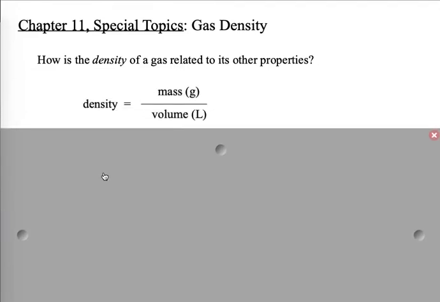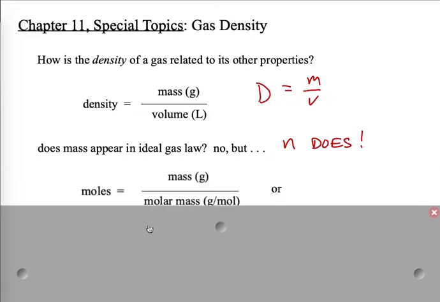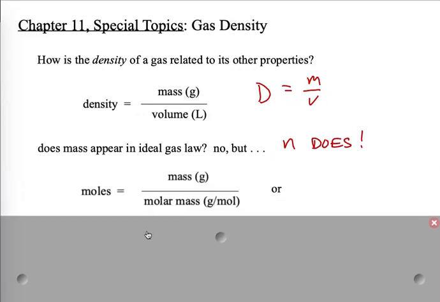Well, let's remind ourselves, density of any sample of matter is simply the mass divided by the volume, or writing that as an equation, density equals mass over volume. Does mass appear in the ideal gas law? No, it doesn't, but n, that is moles of gas, does appear in the ideal gas law. And we know that for any chemical substance, the moles of that substance is equal to the mass divided by the molar mass. Or, using symbols, I'll represent moles with lowercase n, mass with lowercase m, and molar mass with uppercase M. Make sure you pay attention to whether it's lowercase or uppercase.